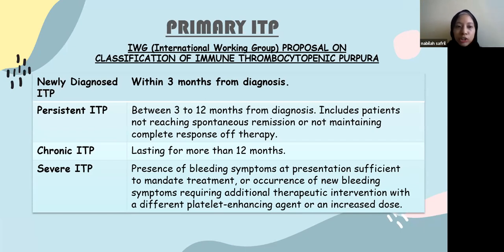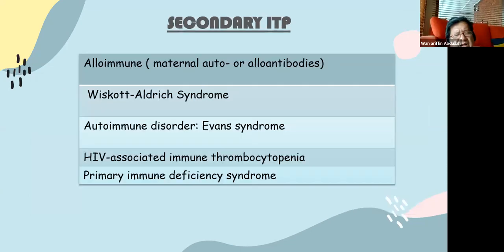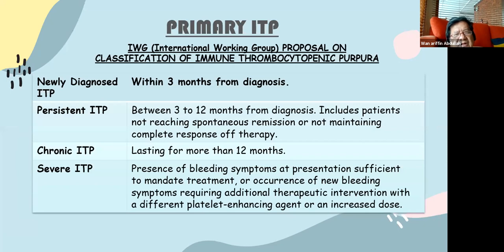It also includes patients that do not reach spontaneous remission or do not maintain complete response to therapy. The chronic ITP lasts for more than 12 months, and severe ITP presents with bleeding symptoms at presentation that require treatment, or occurrence of new bleeding symptoms that require additional therapeutic intervention with different platelet-enhancing agents or an increased dose. Okay, the reason why I asked where this is from is because I don't quite agree with the classification.